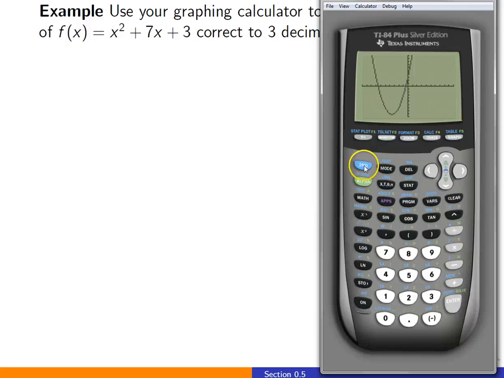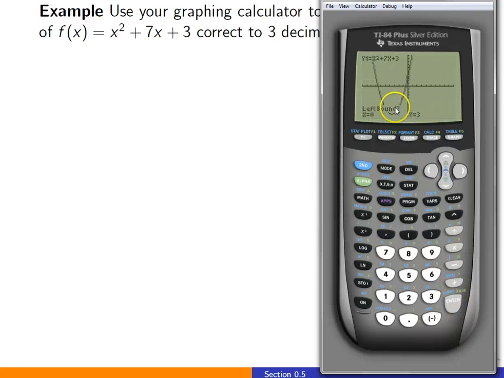Now, to find the x-intercepts, what we need to do is find what we would think of as the zeros of the function. So to get there, we need to go to this calc. So second button, calc, and we want to find the zeros. So we go down to the 0 and we hit enter.